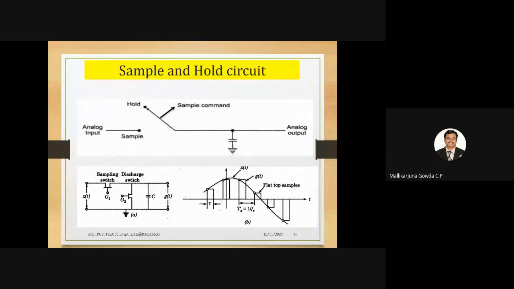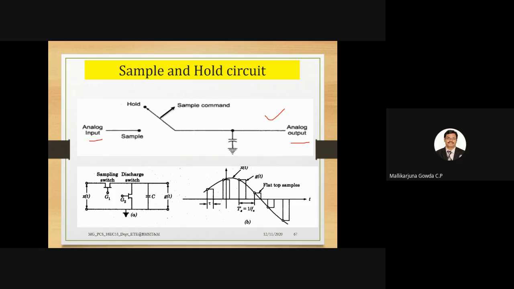So this is the sample and hold circuit. I will be feeding the analog input signal here. There will be a switch, right? When the switch is closed, it is taking the sample of this analog signal, so the capacitor will store that value. When the switch is open, the capacitor will discharge. This is a very simple circuit. Here we give an analog input and we get an analog output only.